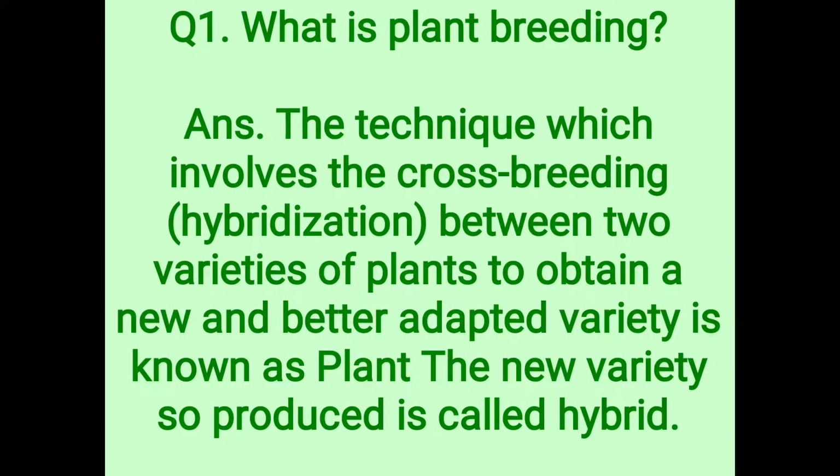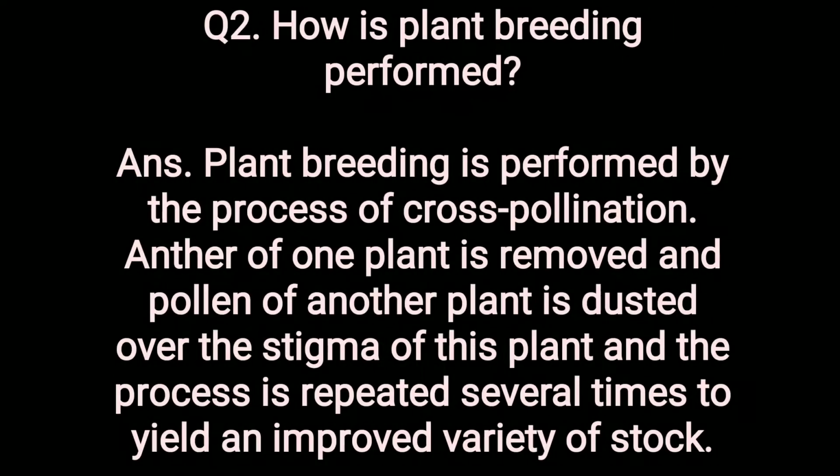Question number 1, this is 6.2 actually. What is plant breeding? The technique which involves cross breeding, that is hybridization, between two varieties of plants to obtain a new and better adapted variety is known as plant breeding. The new variety so produced is called a hybrid.